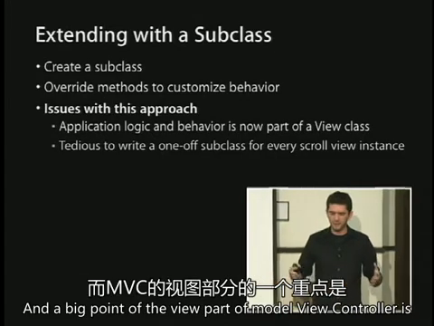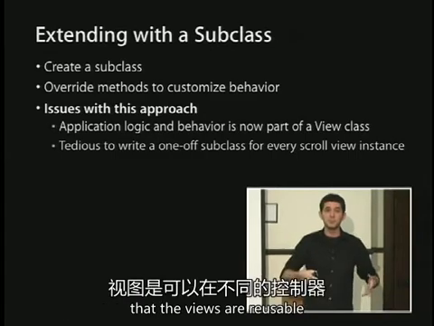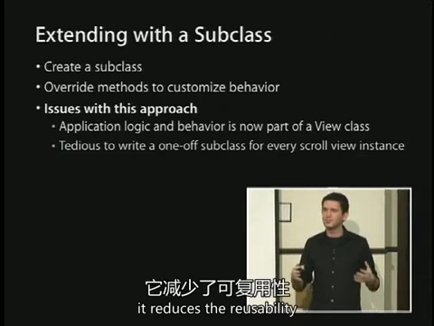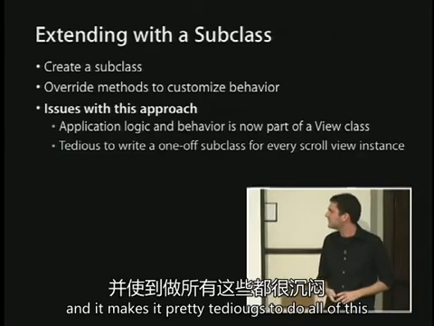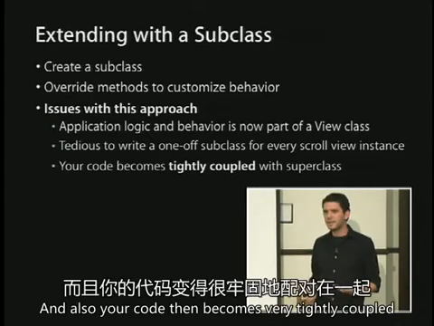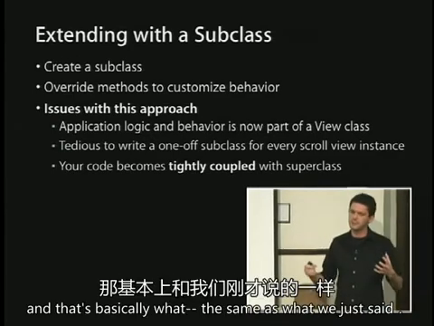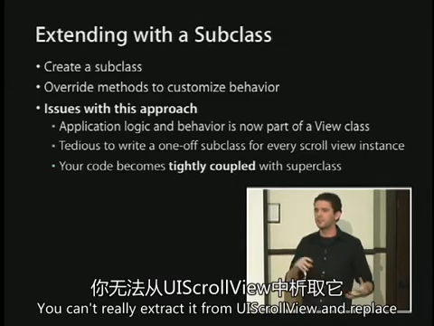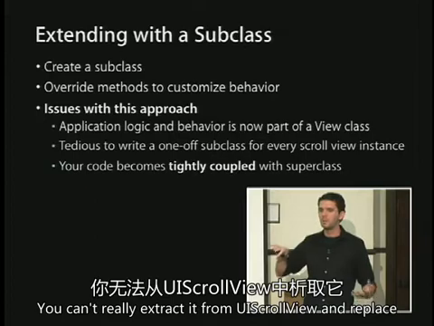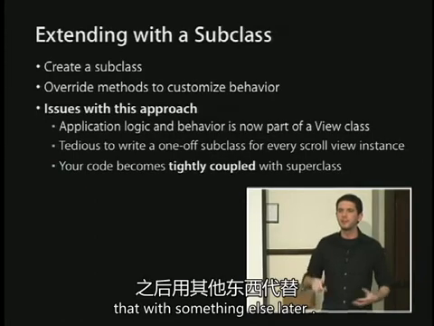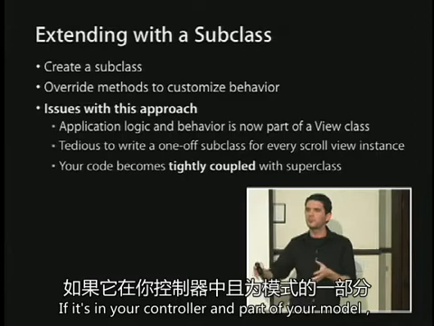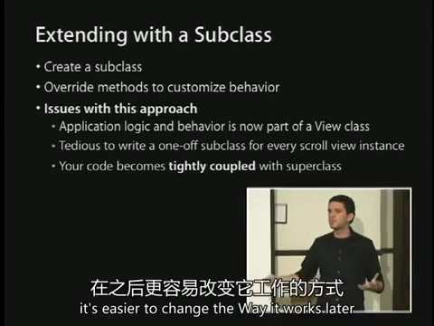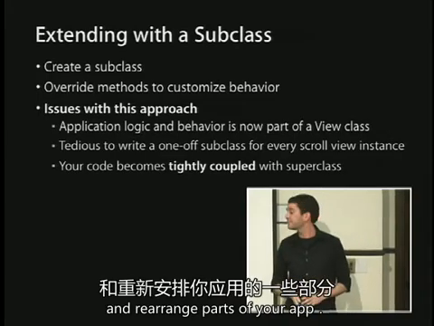And a big point of the view part of model view controller is that the views are reusable with different controllers and different models. So if we put all the logic in the view, it reduces the reusability and makes it pretty tedious to do all of this. And also your code then becomes very tightly coupled. And that's basically the same as what we just said. It becomes part of the superclass, really. You can't really extract it from UIScrollView and replace that with something else later. If it's in your controller, it's easier to change the way it works later and rearrange parts of your app.